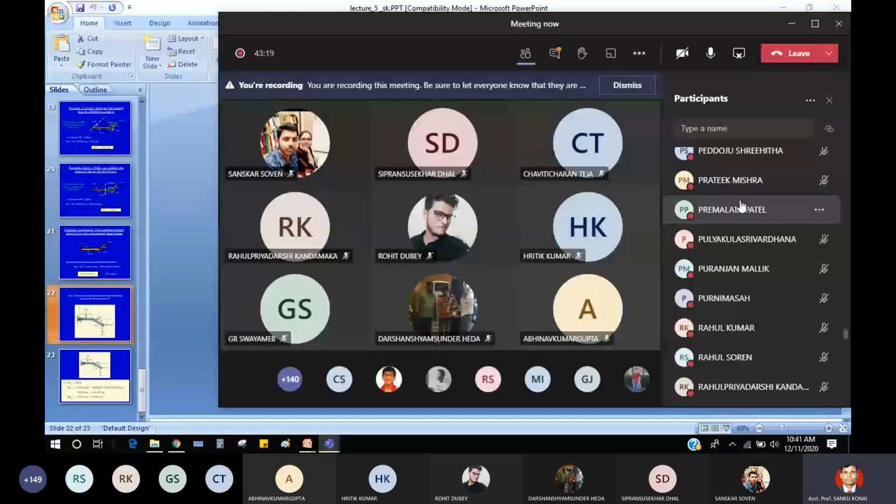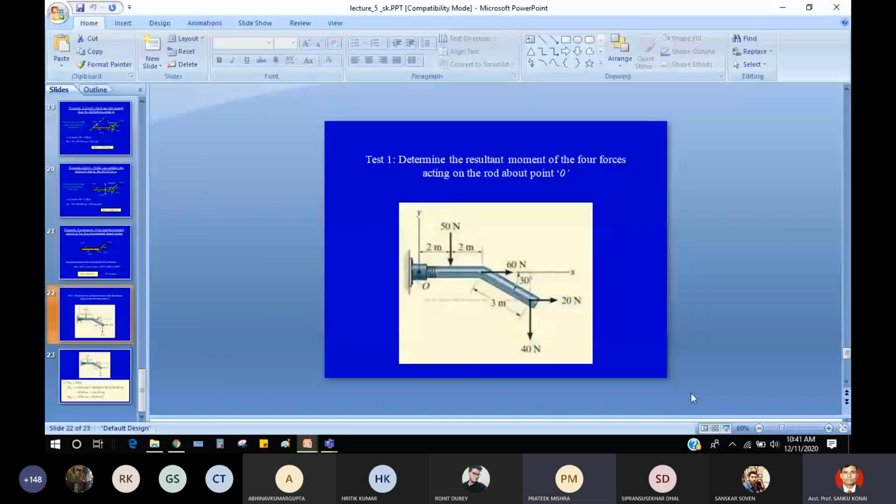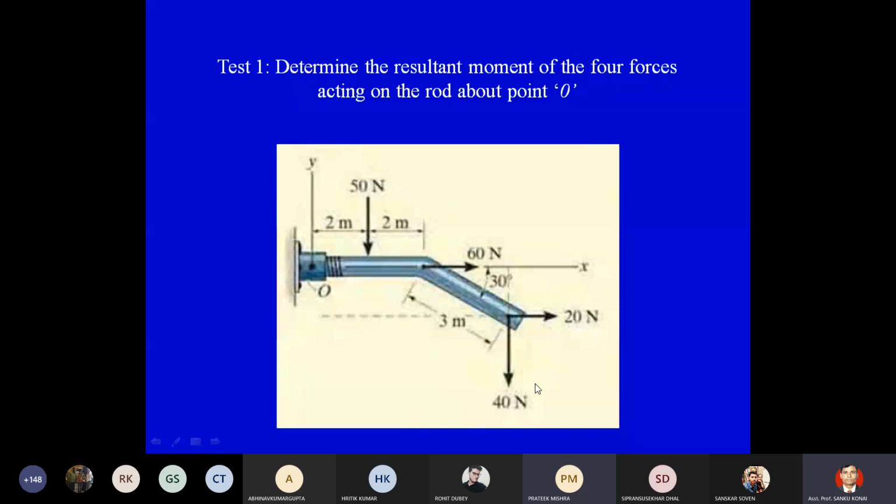Yes, sir. Okay, Pratik. So you tell me what will be the moment for this 40 Newton force? 40 Newton. Can you see 40 Newton? Yes, sir. 40 into 2 plus 2, 4 meter, and then the component of 3 meter force, that is 3 cos 30. So the moment will be 40 into 4 plus 3 cos 30. Sign of moment? Positive. Sorry, negative. Negative moment. Okay. Fine.